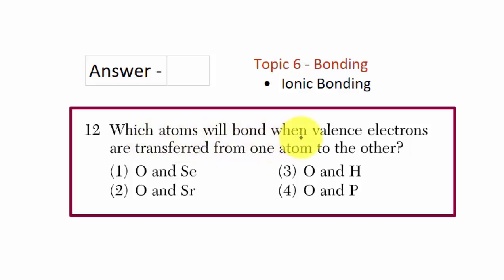Question 12. Which atoms will bond when valence electrons are transferred from one atom to the other? Here we're talking about an ionic bond, and ionic bonds occur when the electronegativity differences are high enough so that electrons will actually be lost by one atom, gained by another. So we're looking for the combination of atoms that have the greatest difference in electronegativity.